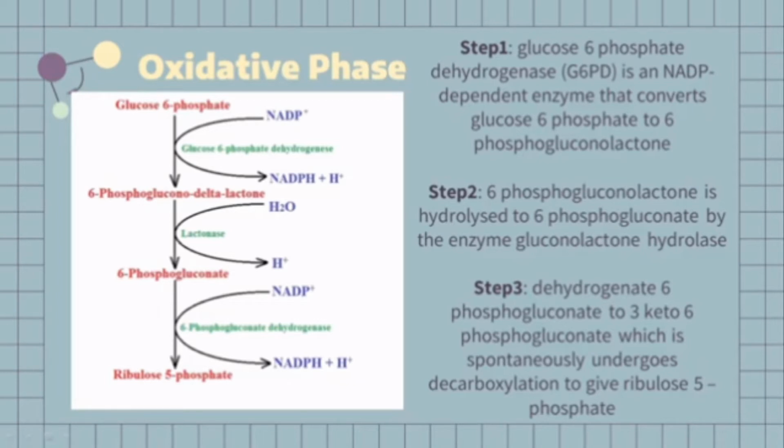Step 3. 6-phosphogluconate is dehydrogenated to 3-keto-6-phosphogluconate, which spontaneously undergoes decarboxylation to give ribulose 5-phosphate. The oxidative decarboxylation of 6-phosphogluconate by 6-phosphogluconate dehydrogenase yields 3-keto-6-phosphogluconate, which is converted to ribulose 5-phosphate, a substrate for non-oxidative reactions, and NADPH.